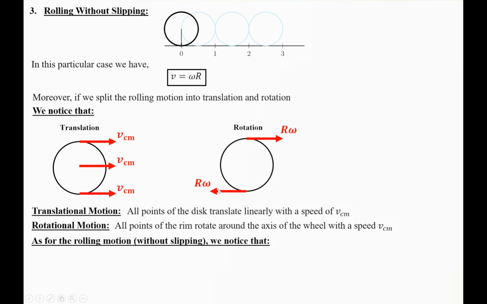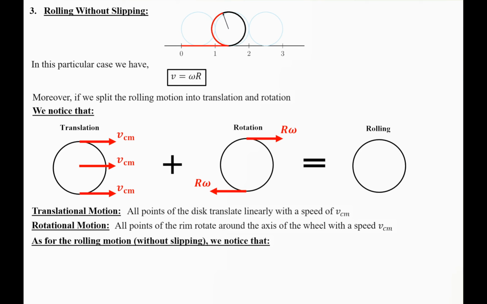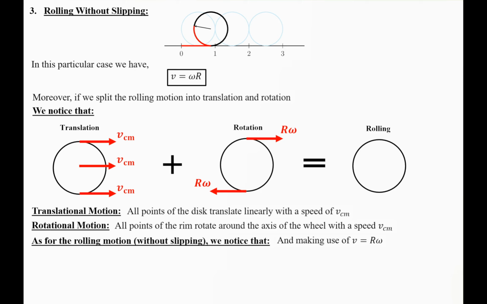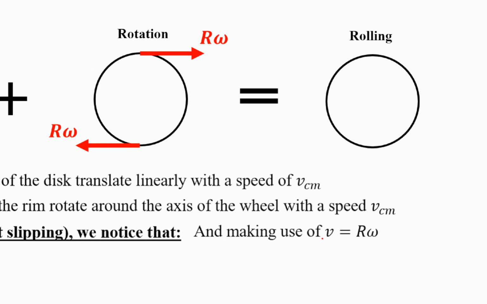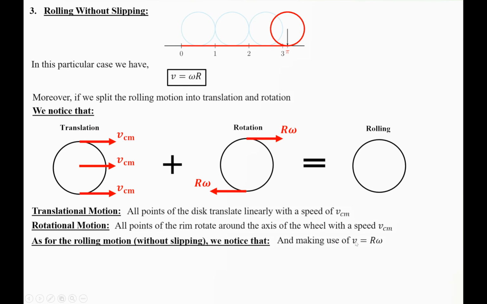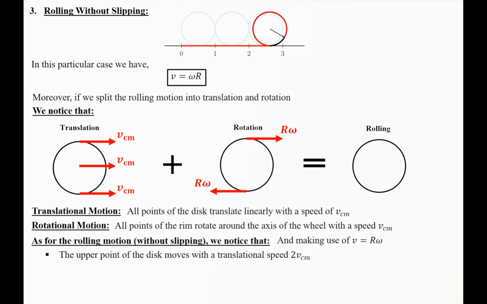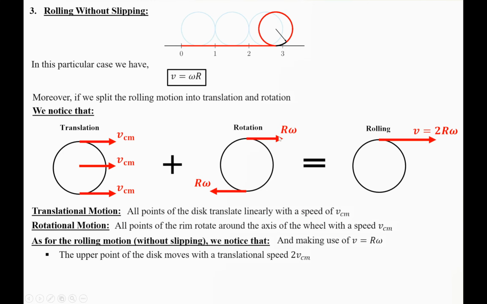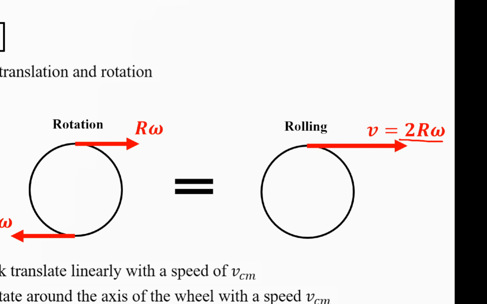If we combine the motion as for the rolling motion without slipping, we need to make use of the fact that v is related to omega by v is equal to r omega, because the type of motion is rolling without slipping. The upper point of the disk moves with the translational speed, the velocity of the center of mass, because velocity is an additive vector quantity. So if we add these two factors, this is equal to v. So the total velocity would be 2 multiplied by r omega.